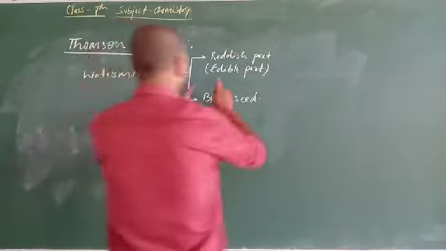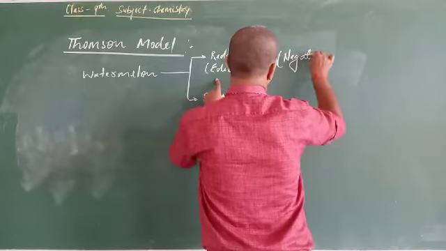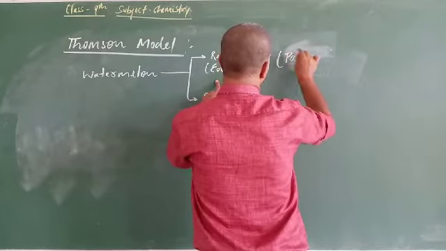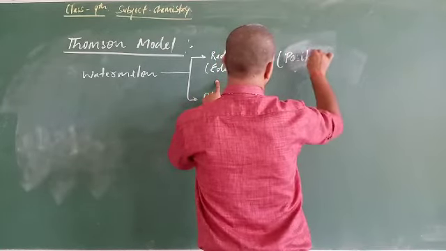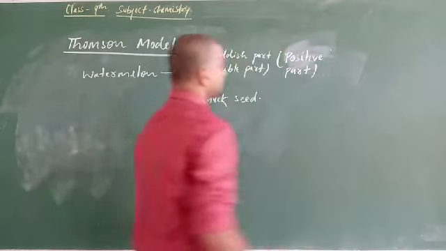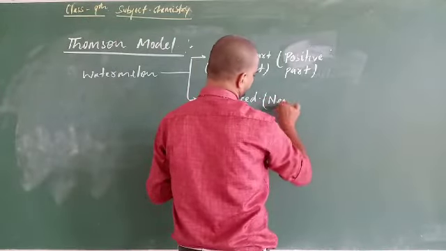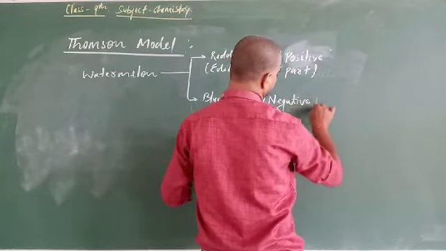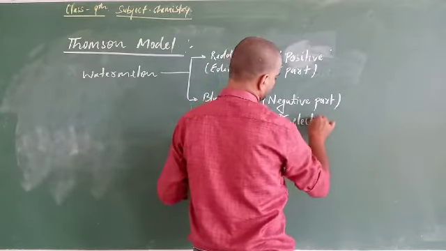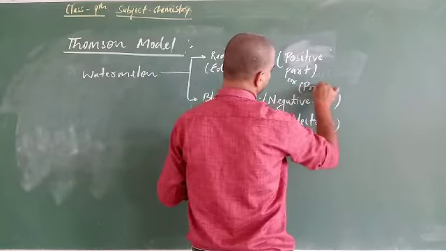Clear? He just compared the reddish part as the positive part, not negative. This whole is the positive part, and the black seed is the negative part. The negative part is, you can say, the electron, and this positive part is, you can say, the proton.